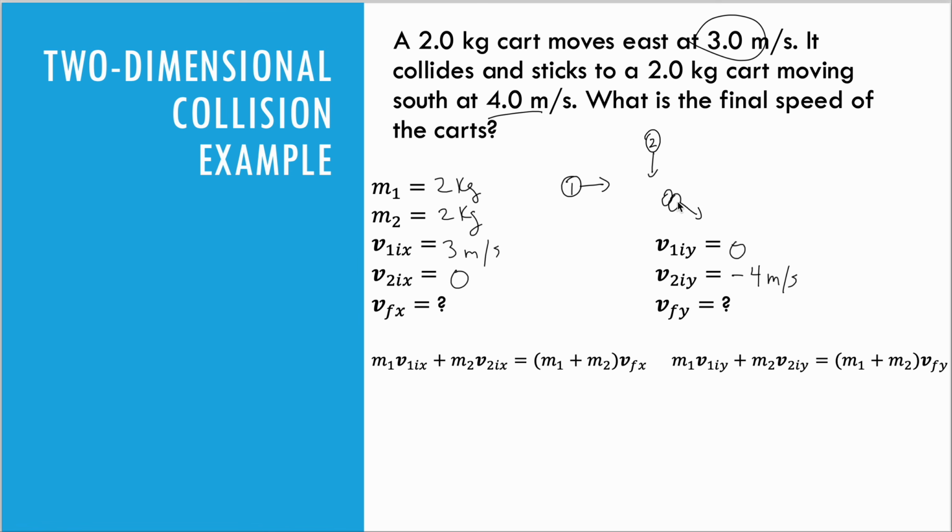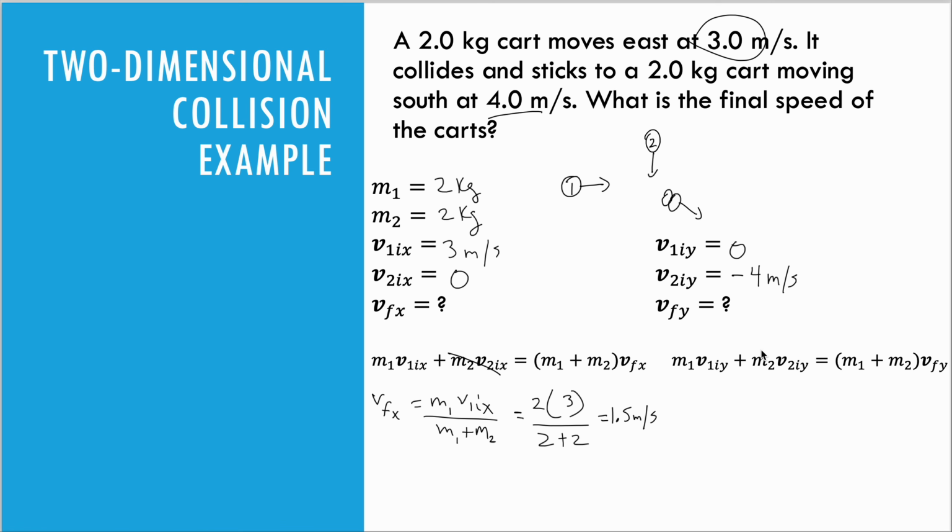Since the objects are sticking together, we can factor out the vfx and the vfy. Let's go ahead and cross out terms that are equal to 0. Since v2 initial x is 0, that whole momentum term is 0. We can solve for vfx. It's going to equal m1 v1 initial x over m1 plus m2. Let's go ahead and plug in our values. It's going to be 2 times 3 over 2 plus 2, 6 over 4. That equals 1.5 meters per second.